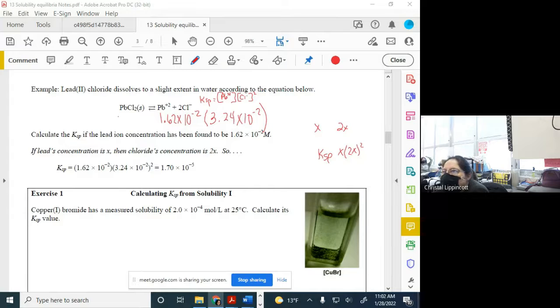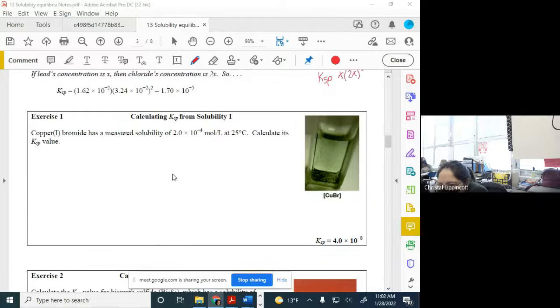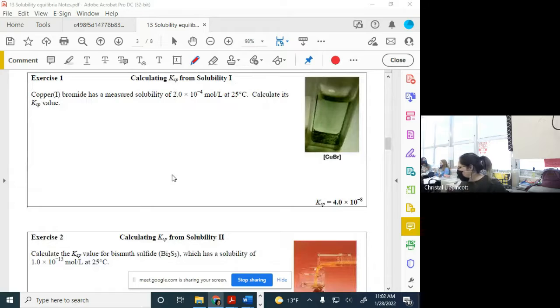That's way too much. Okay, so are you with me here as far as this stuff? Okay, all right, so that's how they came up with that value. All right, we have copper bromide here. So that as you're going through, you can check your work.